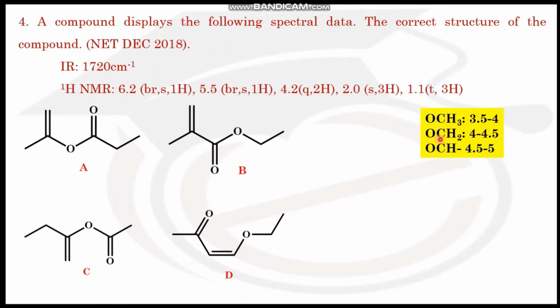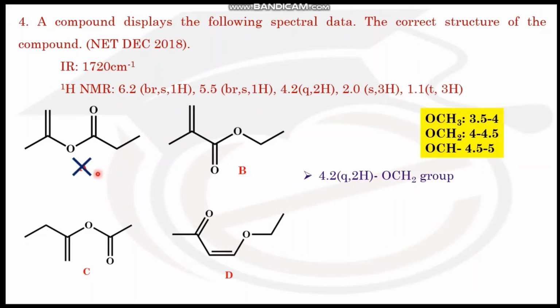Next is OCH2, which appears at 4 to 4.5. An OCH2 group is there here, and here also OCH2 is there. Is there any value between 4 and 4.5? Yes, there is a value 4.2 quintet 2 hydrogen. That means the presence of an OCH2 group. And OCH2 means OCH2CH3, and that CH3 is the 1.1 triplet 3 hydrogen.